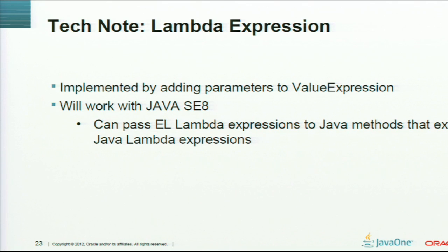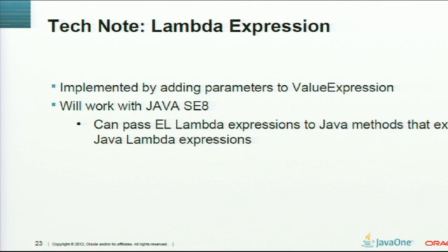Just a technical note here, for those who are interested: we already have the value expression in EL, and right now a value expression, you could look at it as a parse tree for an EL expression, and so it's really easy to implement lambda expression with the current EL. We just need to add parameters to a value expression, and make sure that those parameters can be accessed in the lambda body itself.